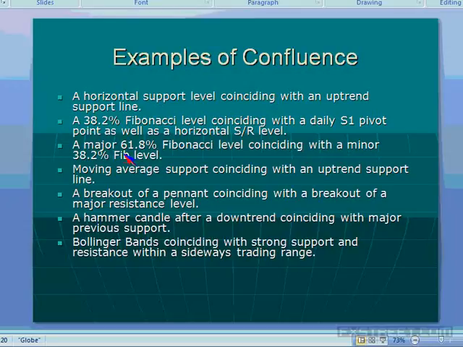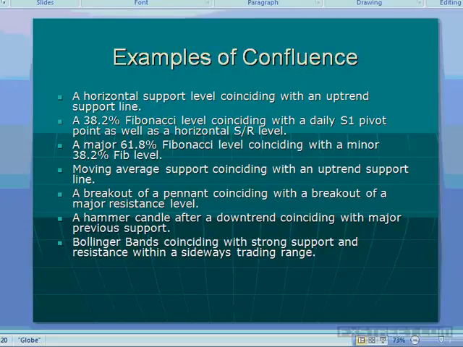Also, you have many instances where I'm drawing Fibonacci levels all over my charts. So let's say I have a major 61.8% Fibonacci level, and it coincides with a minor 38.2% Fibonacci level. When you have that situation where you're drawing from lows to highs, highs to lows, etc., all these Fibonacci retracement levels, and they tend to congregate around a certain level, then that to me is a stronger possibility for getting to a certain trade.